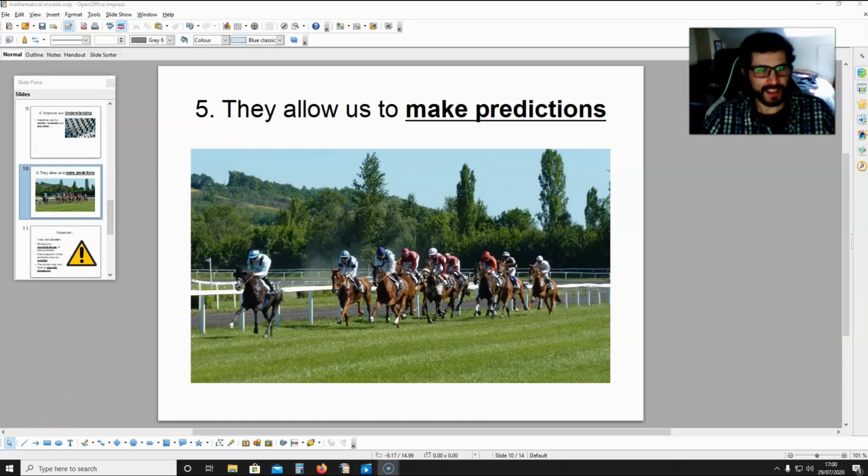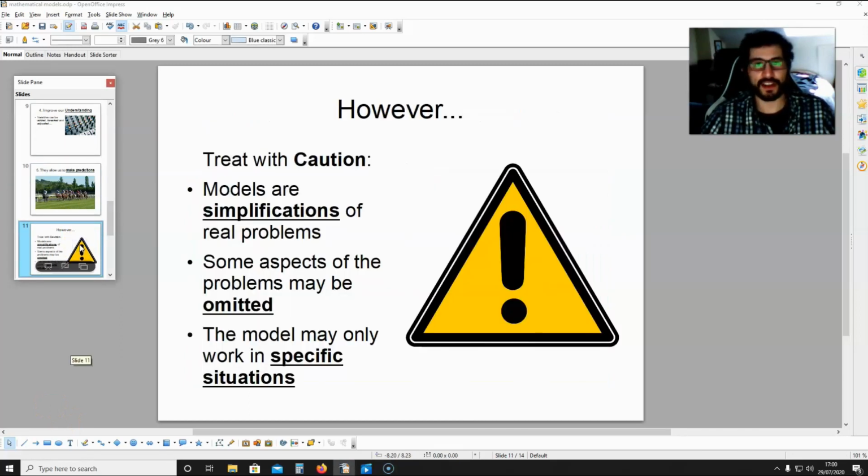However, there are some things you need to know about models. You have to be cautious. They are simplifications of real problems, and some aspects of the problems may be omitted. Also, the model may only work in specific situations.